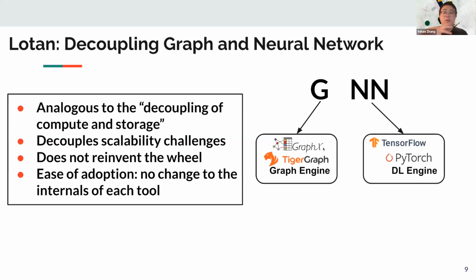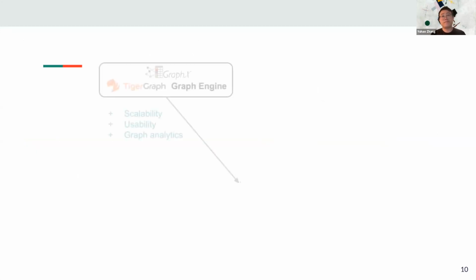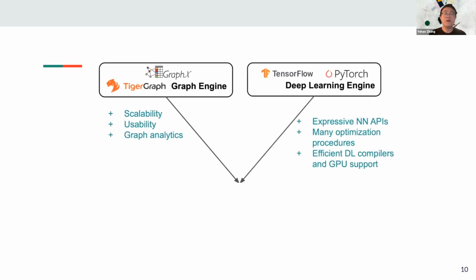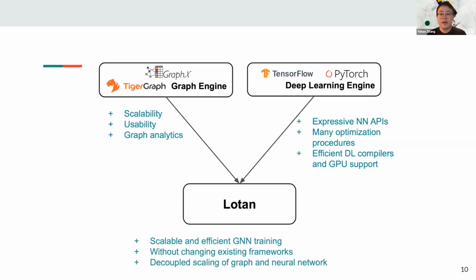This way, we can also bridge the gap between existing graph analytical systems with GNN workloads by enabling the user to train GNNs directly within their graph analytical system without data export, using the deep learning frameworks transparently. And hopefully we can bring the best benefits of both worlds and combine them in LOTEN.